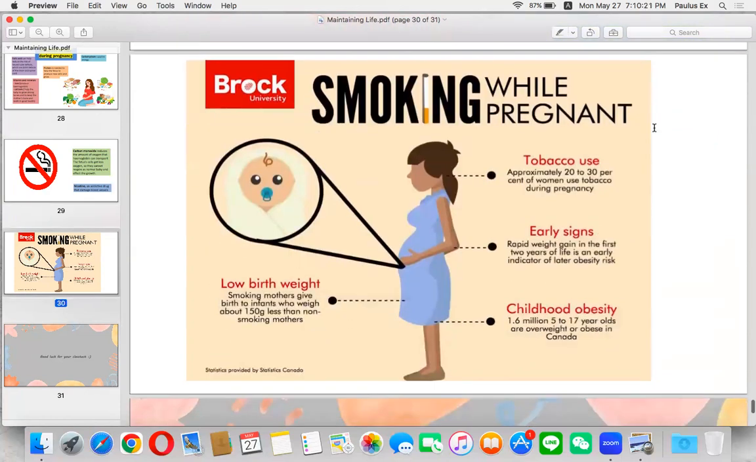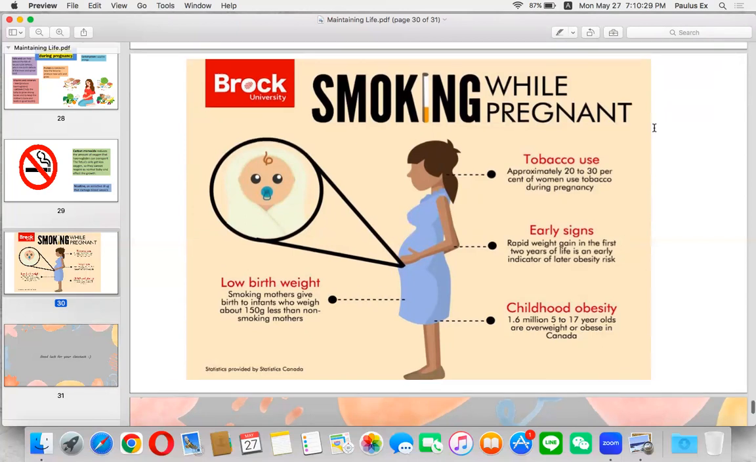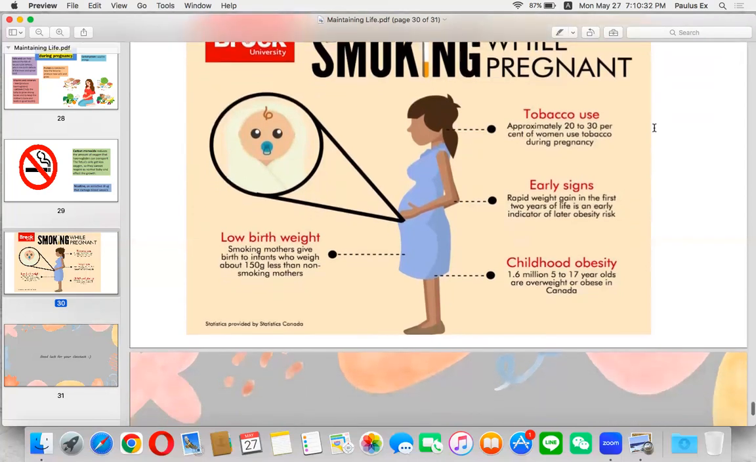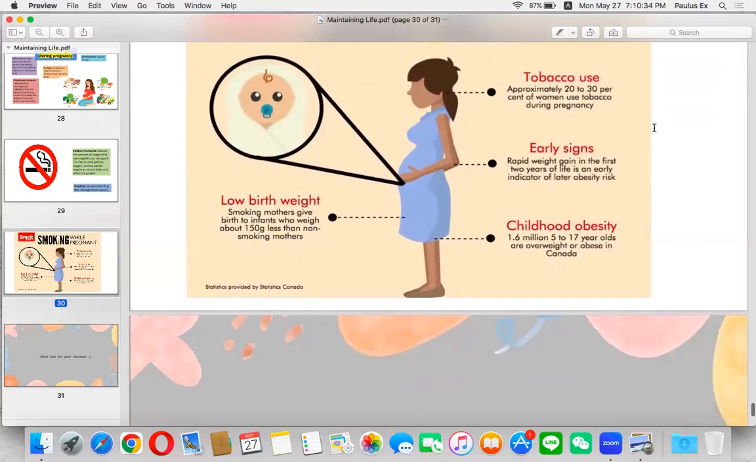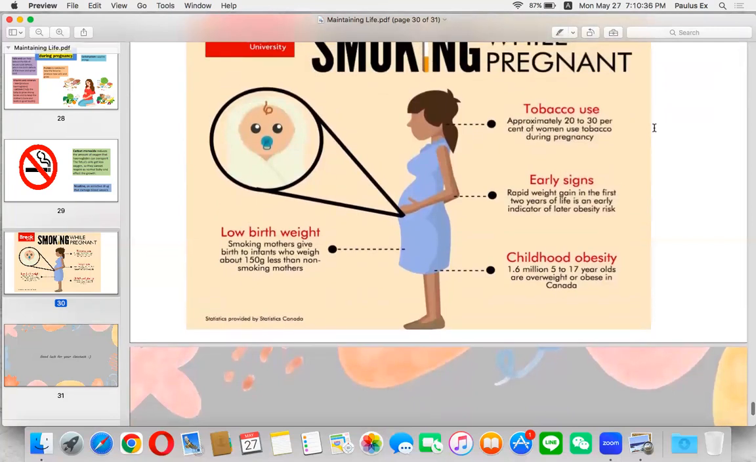Okay, and then these are the early signs. Rapid weight gain in the first 2 years of life is an early indicator of later obesity risk. And then childhood obesity: 1.6 million children aged 5 to 17 years old are overweight or obese in Canada. Obese is overweight.